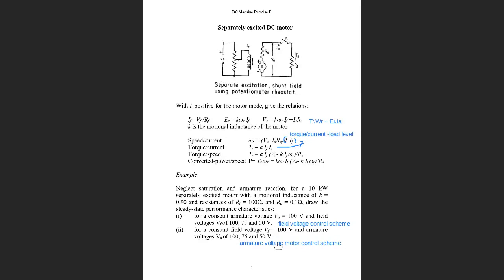The second case actually shows you the control scheme of the motor with variable armature voltage. You will find that the performance of the motors under these two schemes is totally different. You have to choose either the case one or the case two control scheme based on the practical needs.